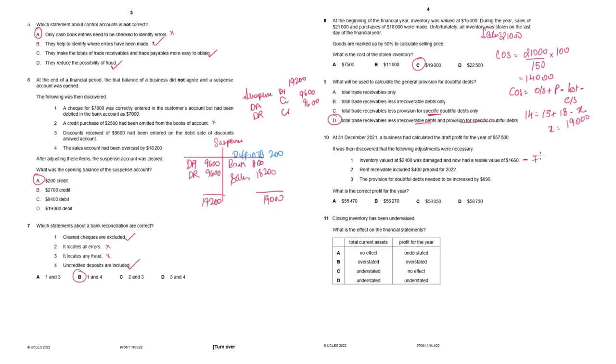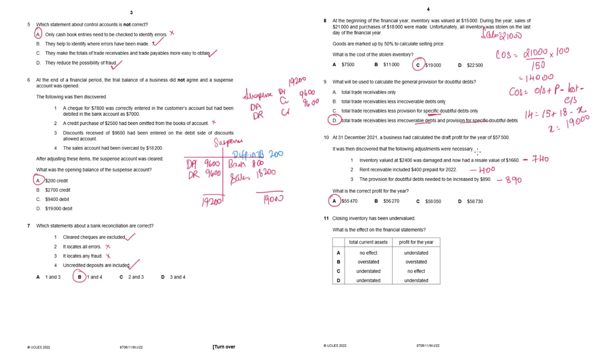So minus 740. Rent receivable included 400 prepaid for the next year. When from the income you reduce prepaid income, so again the effect is minus 400. Provision for doubtful debt needs to be increased by 890, so again minus 890. So from the profit 57,500, when you deduct these three values, see which option you get. Looks like it's option A.